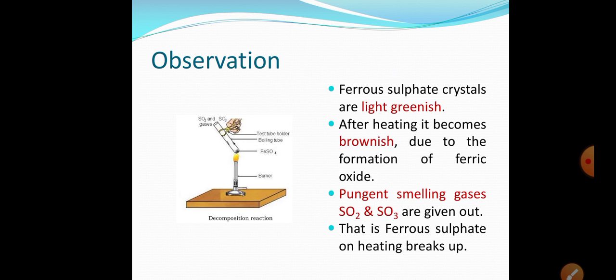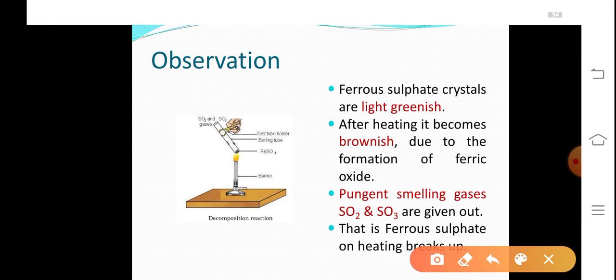What are the observations? Ferrous sulfate crystals are light greenish in color. So here we can see the change in color. After heating, it becomes brownish. This is due to the formation of ferric oxide. So this is a type of chemical change. Also, ferrous sulfate on decomposition forms sulfur dioxide and sulfur trioxide gases. That is, ferrous sulfate on heating breaks up.